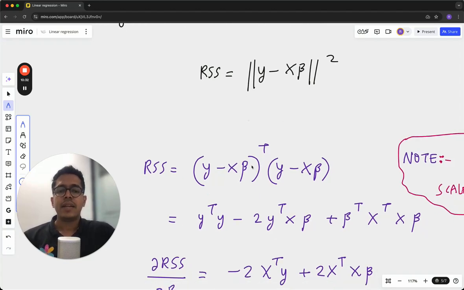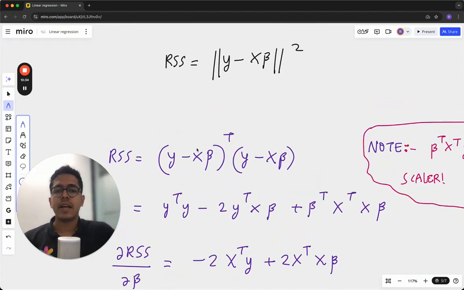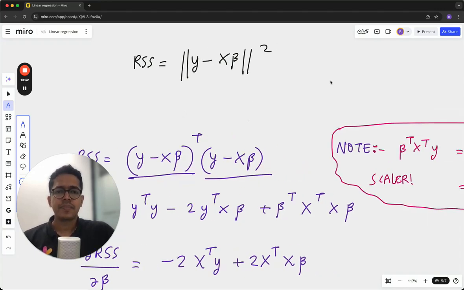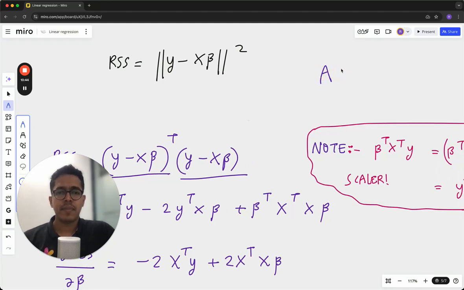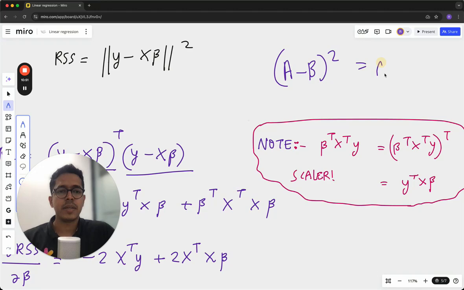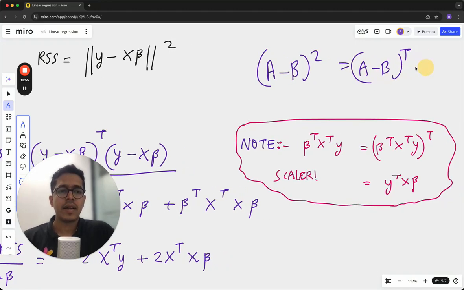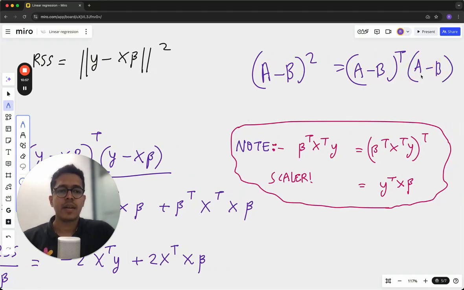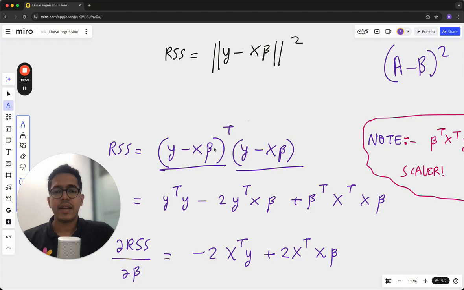And we can expand it in the following way. So this is (y minus x beta) transpose. Understand that this is a matrix, this is not a scalar, and this is also a matrix. So let's say matrix A minus matrix B, the whole square, is basically (A minus B) transpose times (A minus B), right? So that is what we have done here: (y minus x beta) transpose times (y minus x beta).